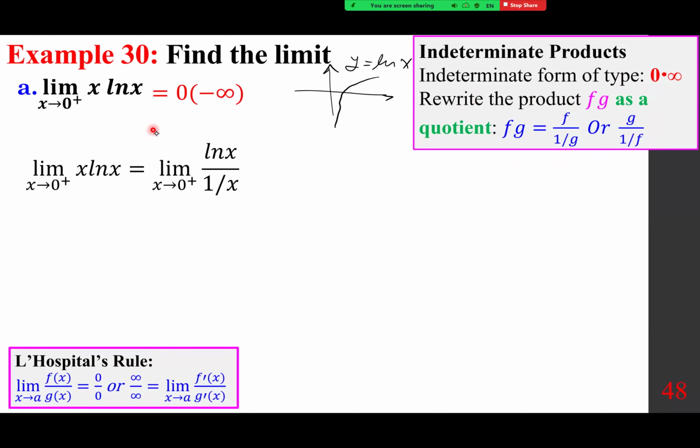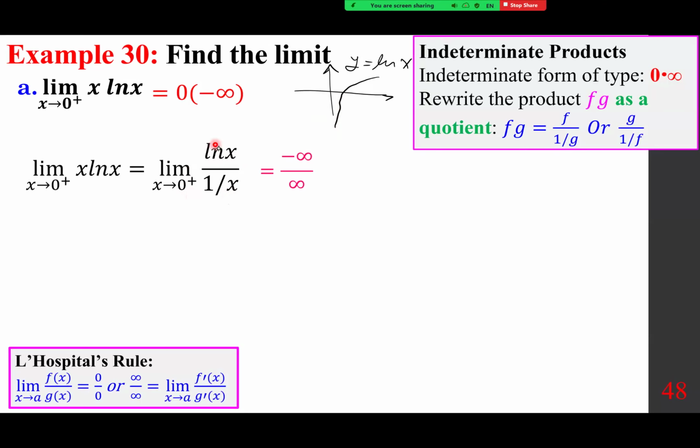Now, the top is minus infinity. If I plug in, because ln of 0 from the right is minus infinity. And the bottom is positive infinity, because x is approaching 0 from the right. So now we are going to use L'Hopital's rule.